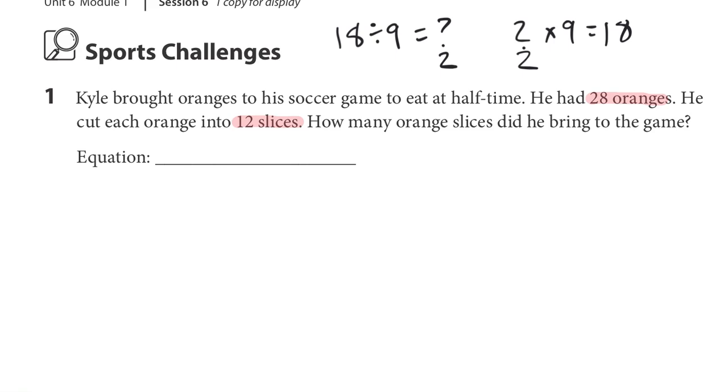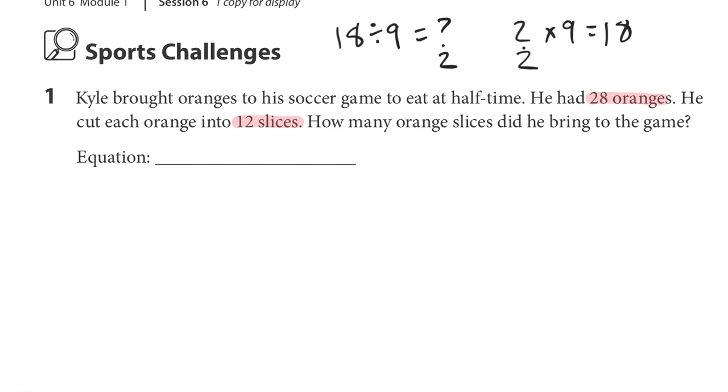So it sounds like he brought a lot of slices to the game. Hopefully he's sharing them with his friends because I wouldn't even be able to eat a few oranges, let alone 28. So we're hoping he's sharing them. So if you take one orange, I don't know if I have orange in here or not. Let me take a little look here. I guess I have something that's orange-like.